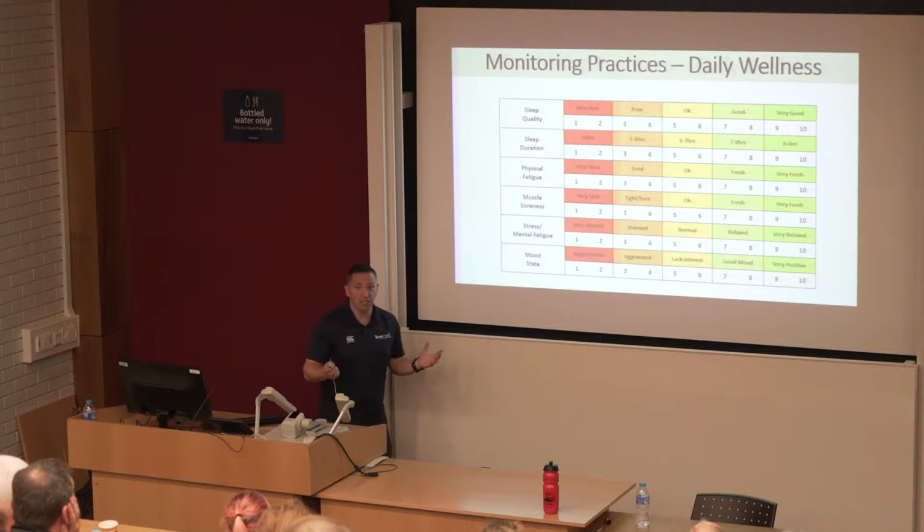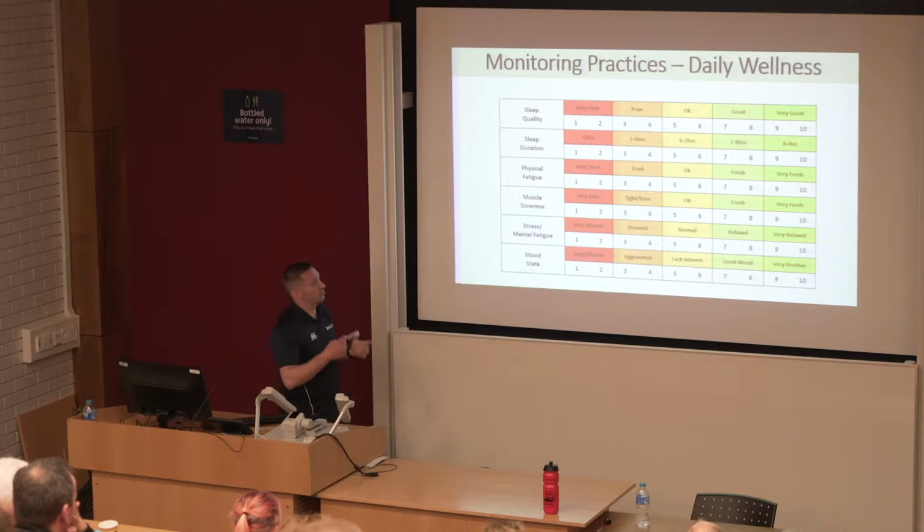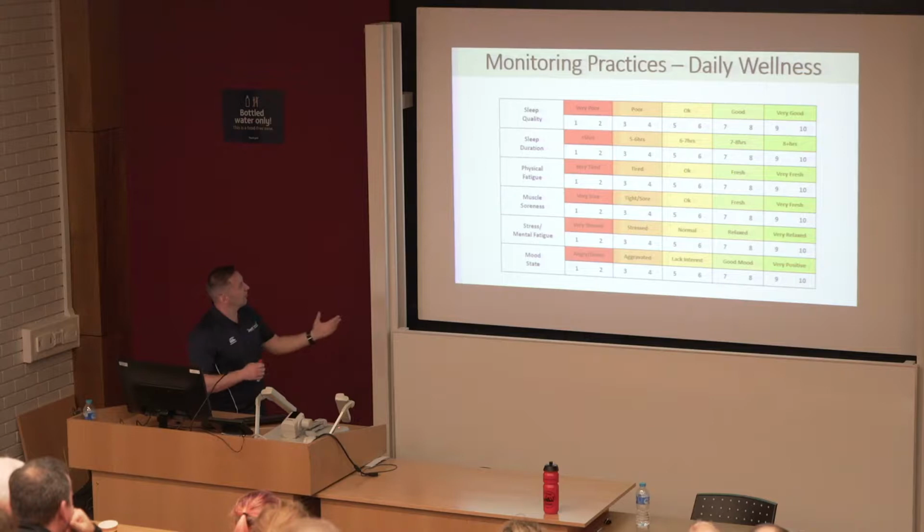1 to 2, poor, 3 to 4, 5 to 6, okay, 7 to 8, good, 9 to 10, very good. It should take less than 30 seconds. Some of them struggled with it, they must have thought it was a GCSE maths paper. But again, just every day, how do you find this, or how do you feel, are you tired?